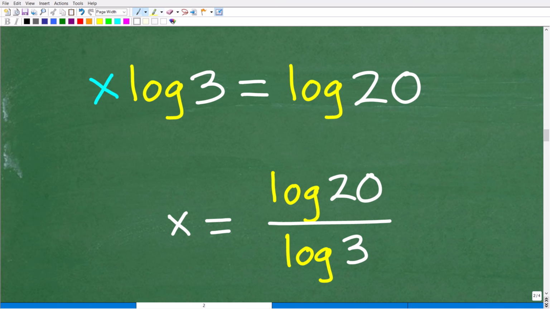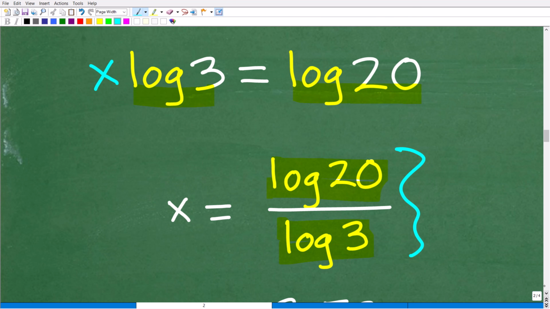So now, knowing that this is a decimal, to solve for x, all I have to do is divide both sides of the equation by log 3, and you're going to end up with this expression, log 20 over log 3. Now, for many of you out there, depending on what kind of class you're in, or if your teacher doesn't want you to use a calculator, this would be the exact correct answer. Most teachers would be happy with this, but we want to actually calculate this.